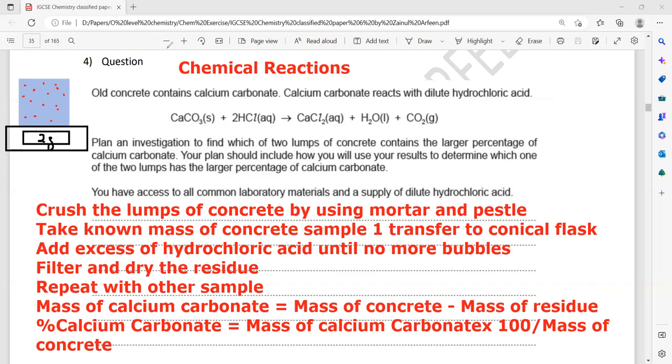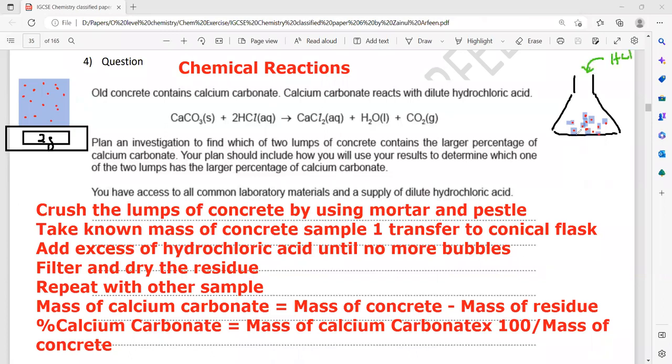Then we crush this and we transfer that into a conical flask. So we took a conical flask, we crush this. When we crush, it will turn into small pieces and contain the dots, which are representing the calcium carbonate, okay? Now what we did to this, we add hydrochloric acid.